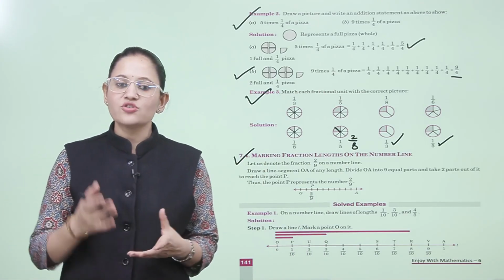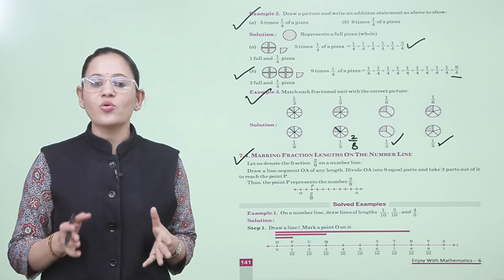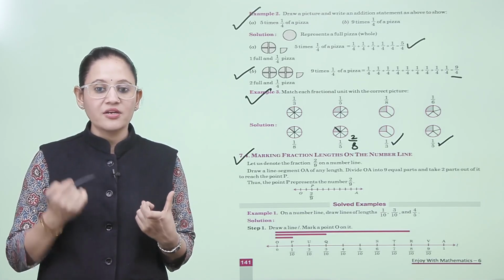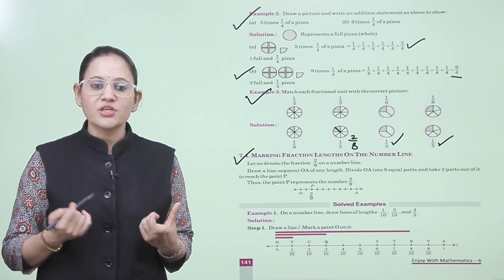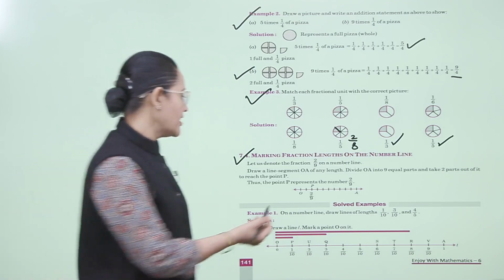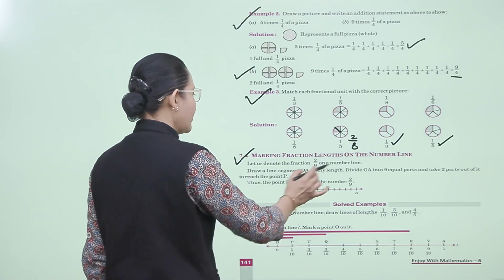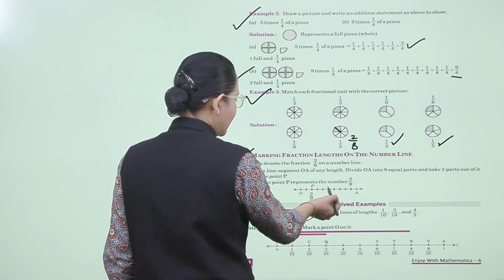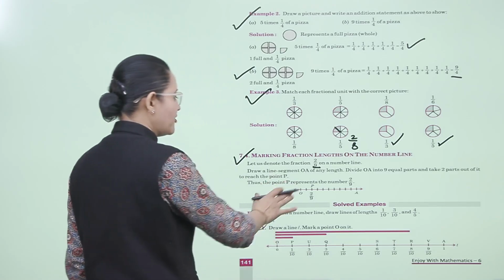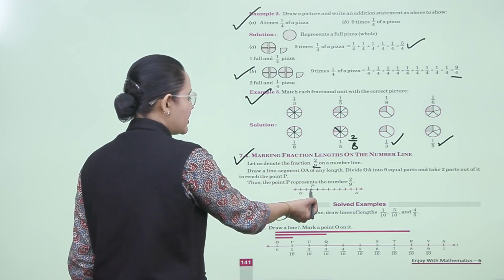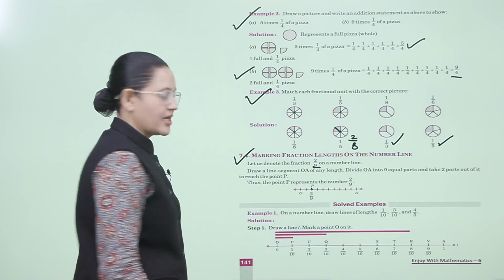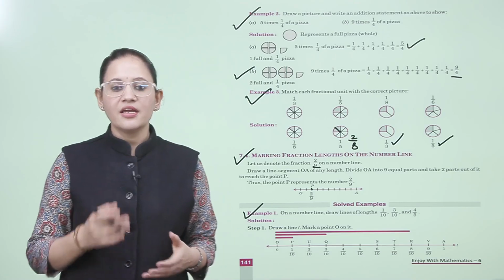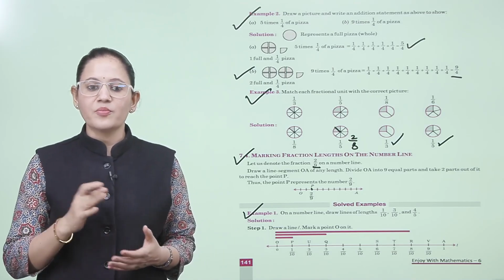Next, marking fraction length on the number line. Let us denote a fraction 2/9 on the number line. Draw the line segment OA of any length. Divide OA into 9 equal parts. That is the denominator. And take 2 parts out of it to reach the point P. Thus the point P here. So what we have done? We have drawn a number line and divided OA into 9 equal parts, because here the denominator is 9. The second part will represent P. That will represent 2/9. Clear?